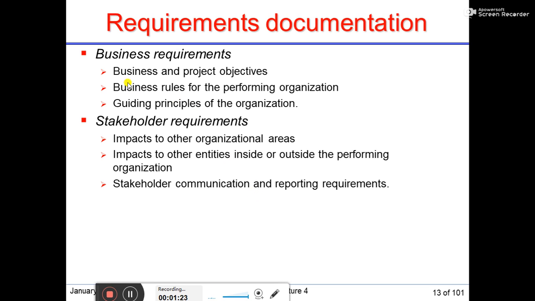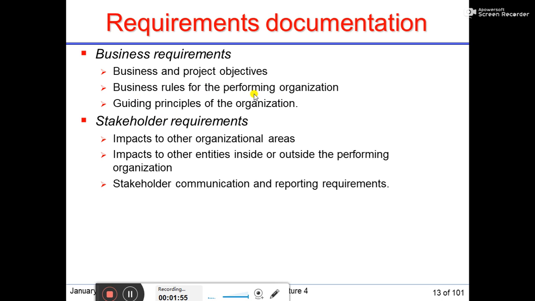So we know business requirements, business and project objectives, business rules for the performing organization. Business requirements are like business and project objectives. We should have a business objective and a project objective, which might be similar or might be different, but as a whole they go together to complete everything in a smooth manner. Business rules for the performing organization, guiding principles of the organization.